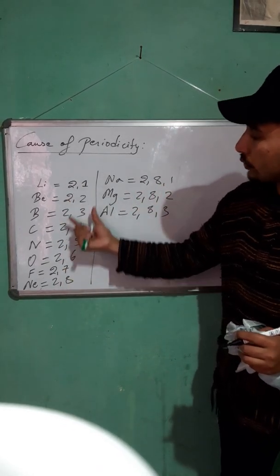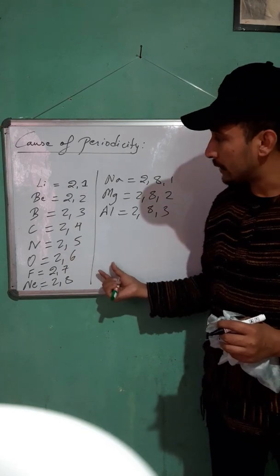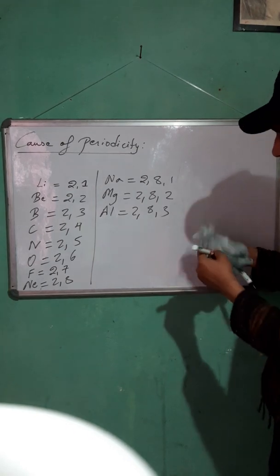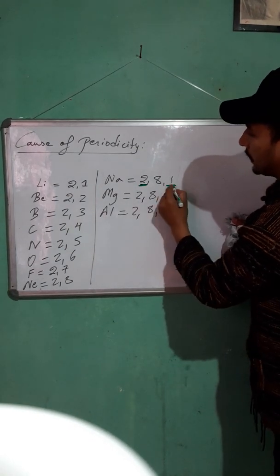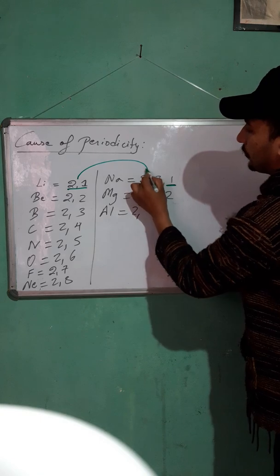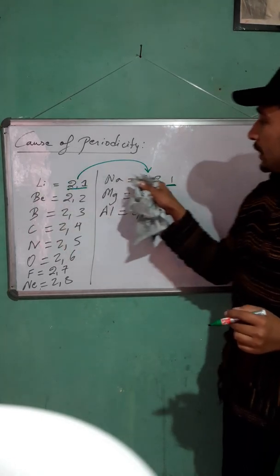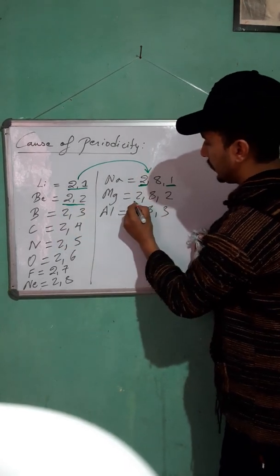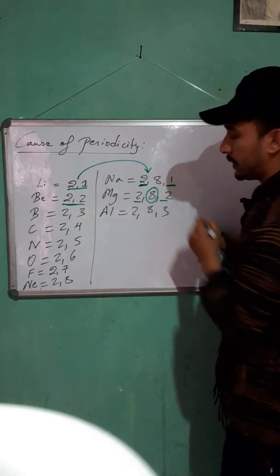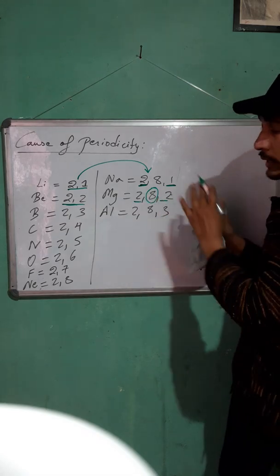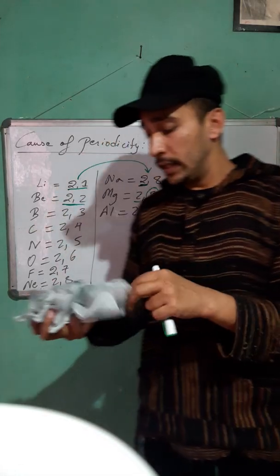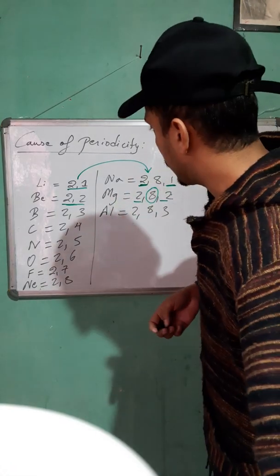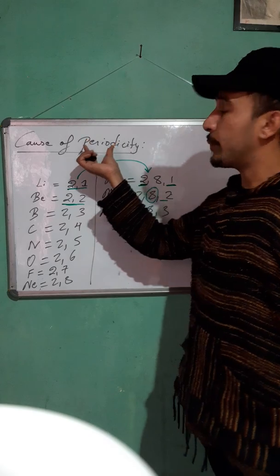So there is recurrence in the electronic configuration, a similar type of electronic configuration is there: 2,1, 2,2, 2,3. Again there is repetition, this 2 and 1 is there, this 2 and 1. So lithium resembles sodium. Similarly, you have 2,2 here, and here also you have 2,2. Forget about the middle part. So there is the recurrence in the electronic configuration, and that is the reason for periodicity.